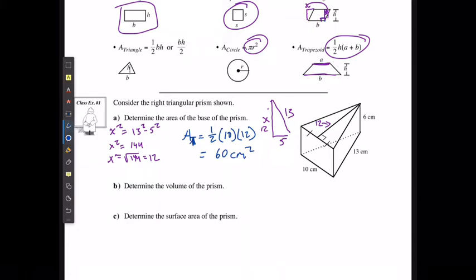If I'm determining the volume, then the volume is equal to the area of this triangle multiplied by the height of the prism, or 60 multiplied by the vertical height of this prism, which is 6. 360 centimeters cubed.